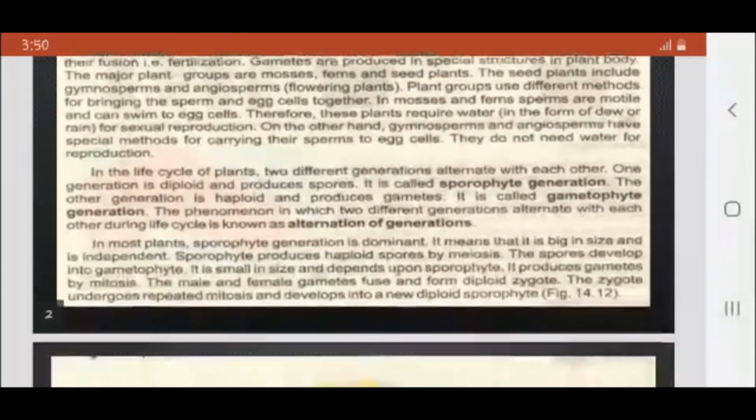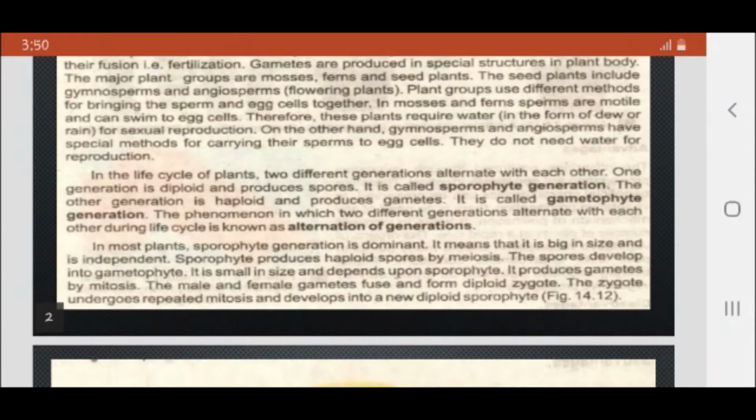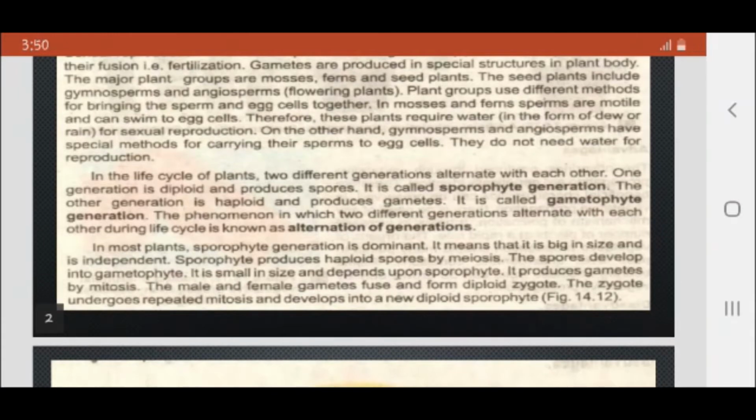In most plant, sporophyte generation is dominant. It means that it is big in size and is independent. Sporophyte produce haploid spores by meiosis. The spore develop into gametophyte. It is small in size and depend upon sporophyte. It produces gametes by mitosis. The male and female gamete fuse and form diploid zygote. The zygote undergoes repeated mitosis and develop into a new diploid sporophyte.